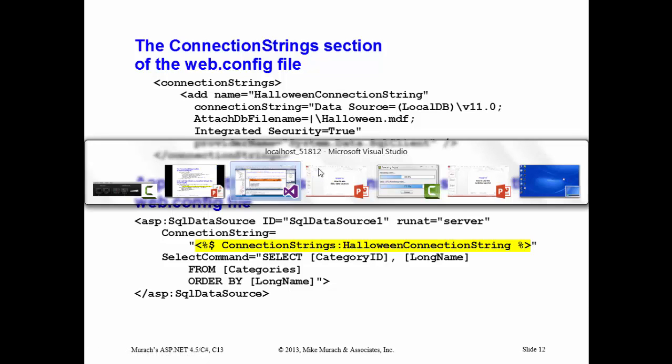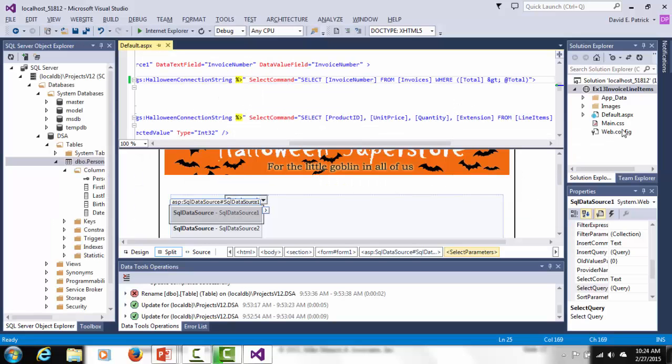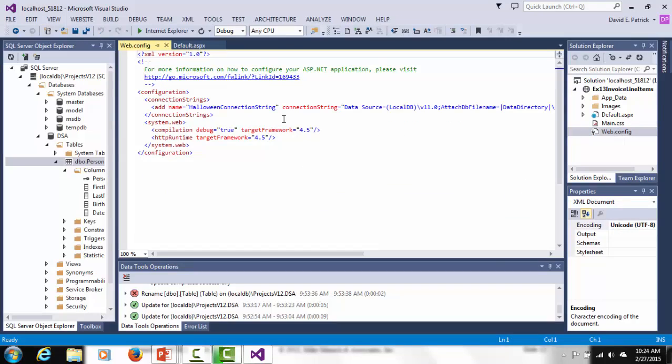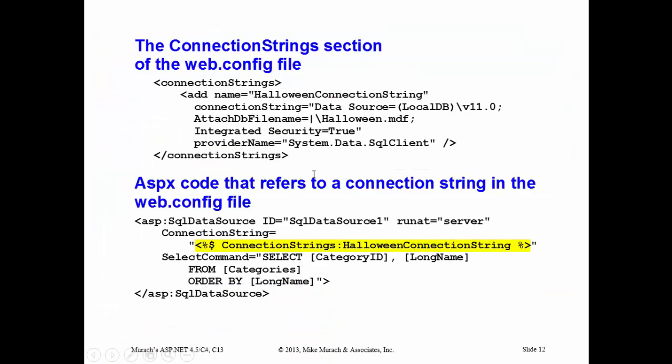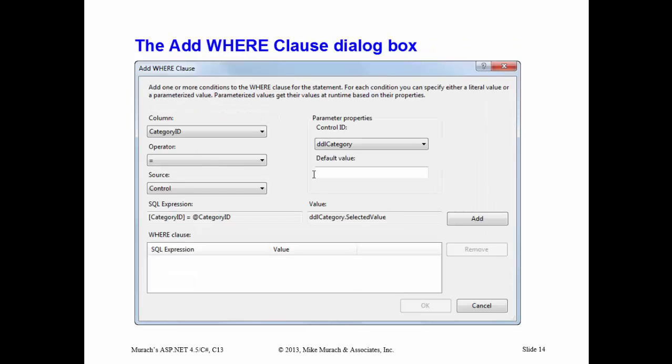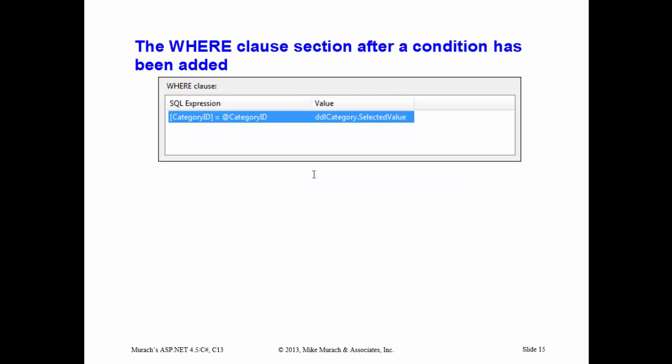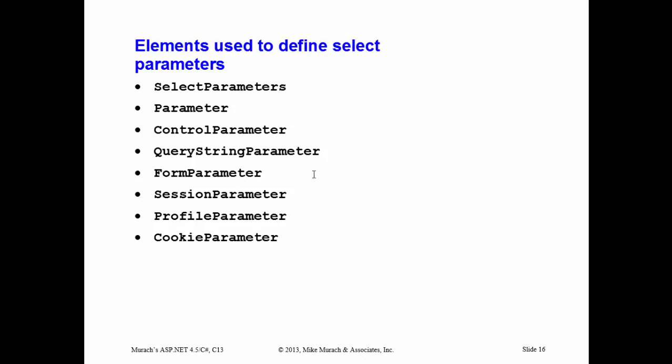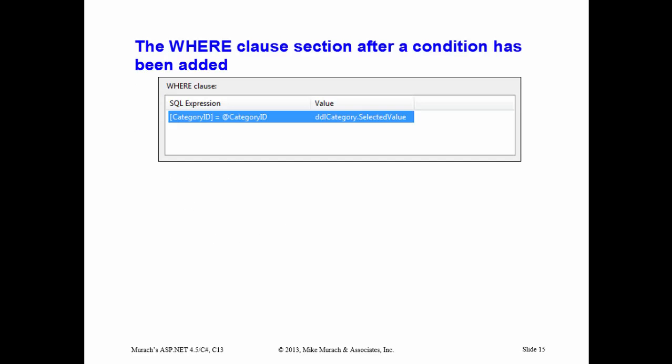And if I go back over to Visual Studio and I go to my web.config, double click that, indeed there's that connection string stored there with the actual value of the connection string. Again, some of the stepping through more of the wizards where we're selecting different columns and different values. And again, I go through this in the video where I do exercise 13.1, so I'm not going to go through it here. The next thing they talk about is the different elements used to define different parameters.